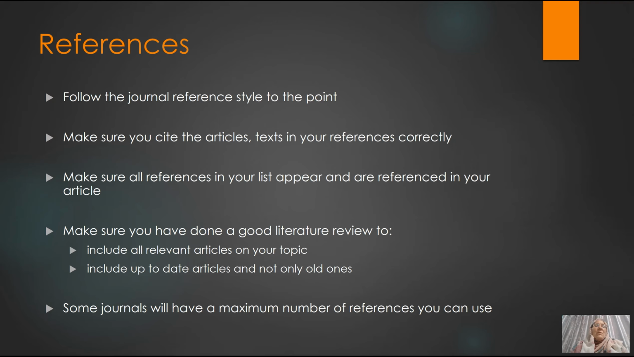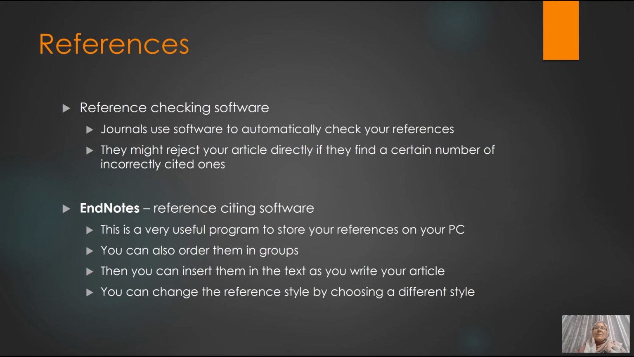You should be sure to make a good literature review. So you should include the main relevant articles on your topic, and you should also include up-to-date references. So not only references more than 10 years old; the majority of your references should be less than 10 years old. Some journals have a maximum number of references to be included, and once you have chosen the journal you want to submit to, you have to make sure you know how many references they want.